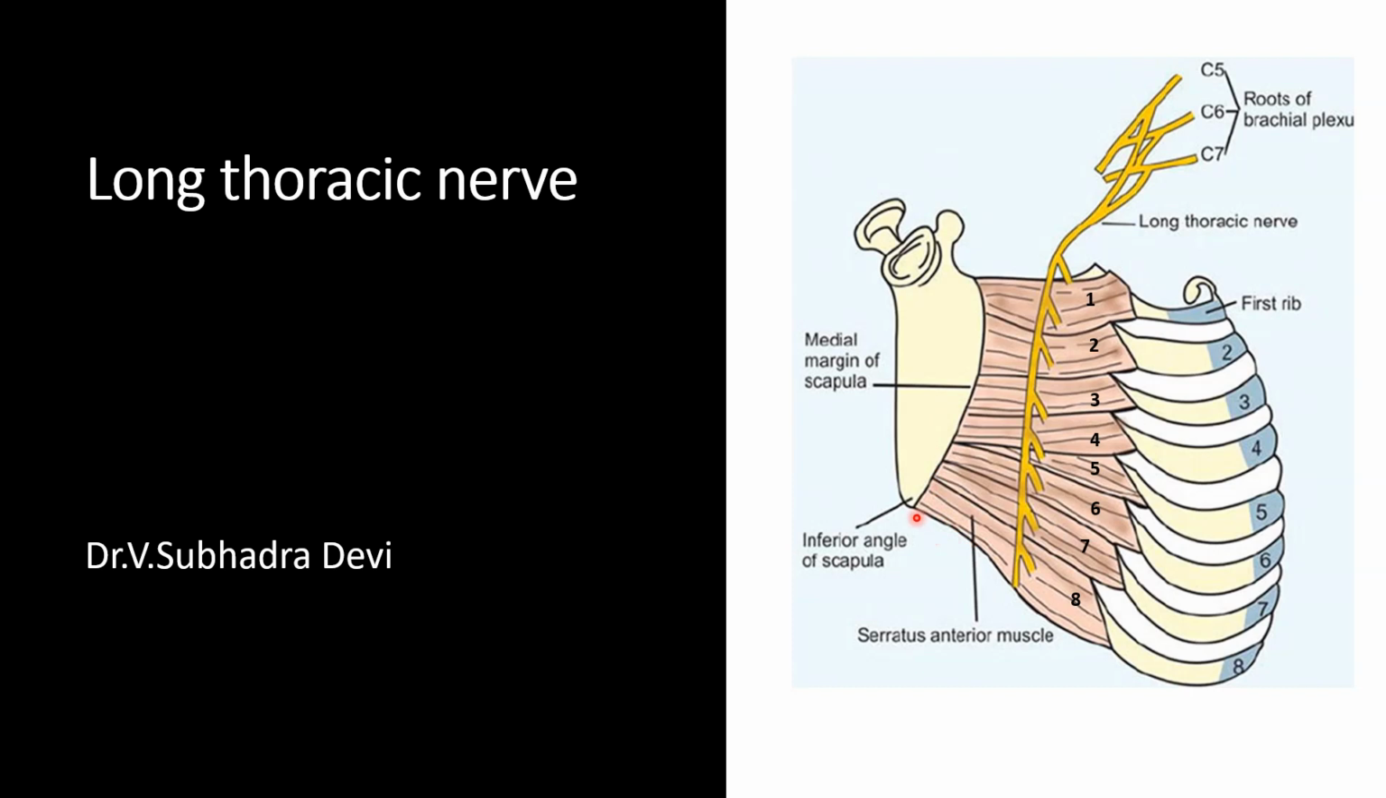the inferior angle. And you are seeing a nerve that is passing anterior to the serratus anterior muscle and giving nerve supply to all of its digitations. This is the long thoracic nerve, and it takes origin from the C5, C6, C7 roots of the brachial plexus. So with this introduction, we will go into the details of the long thoracic nerve.